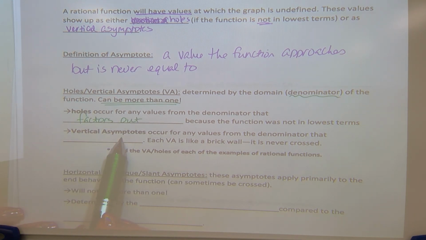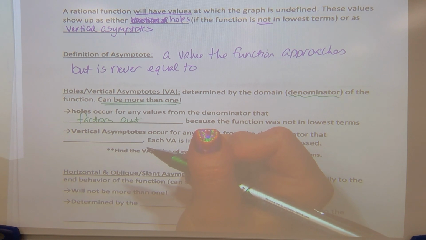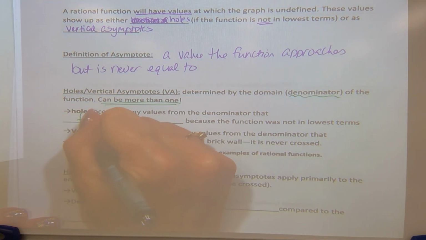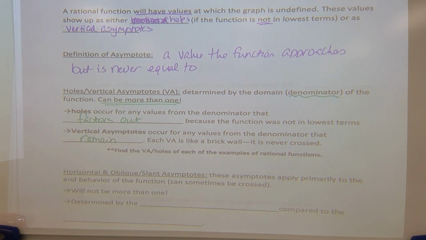Vertical asymptotes, however, occur for any values from the denominator that remain. So if the function is in lowest terms, nothing cancels out. Those values give us vertical asymptotes. Each vertical asymptote is like a brick wall. It is never crossed. Now, we already did this in the other video. We found the vertical asymptotes and holes of the examples of the rational functions.